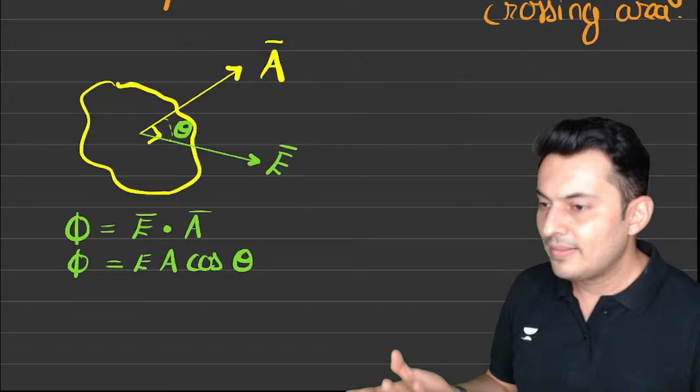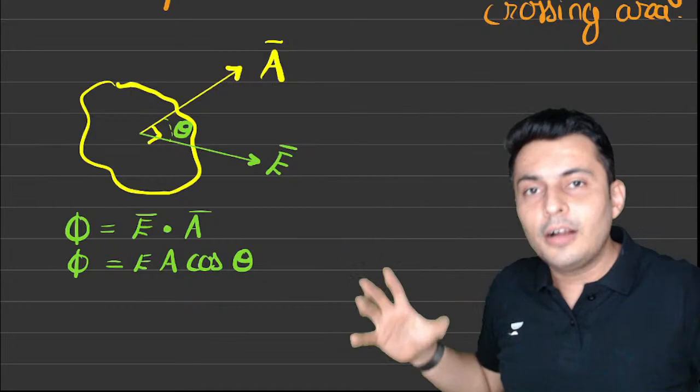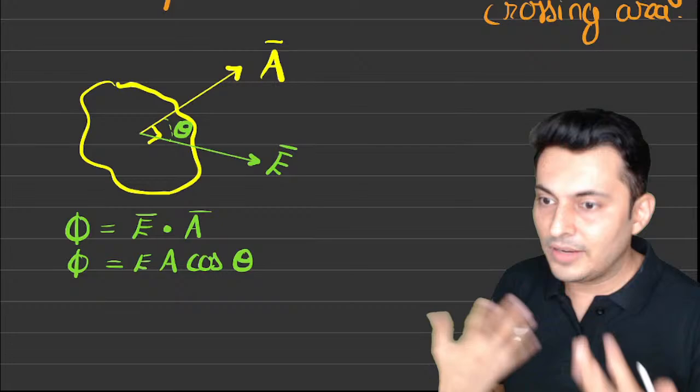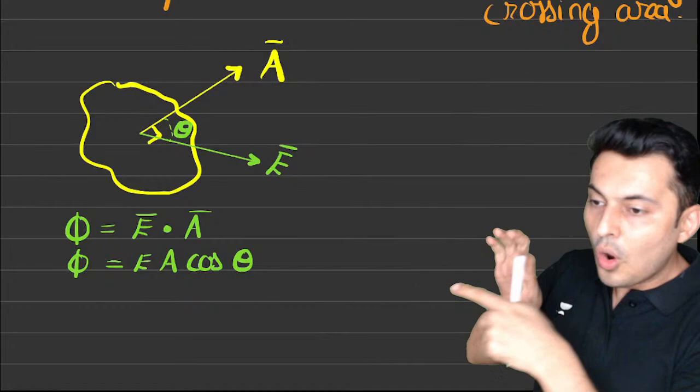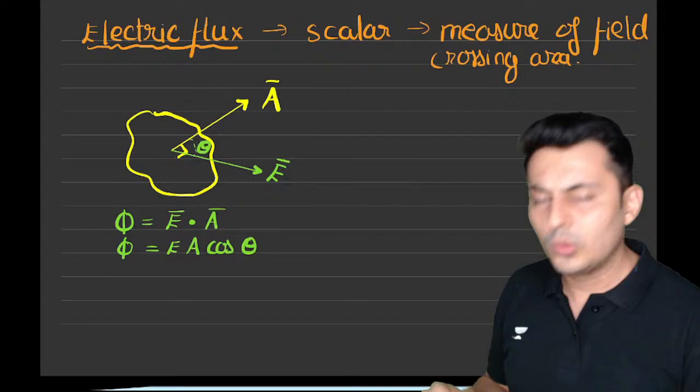More field passes, flux increases. Big area, more flux. If the angle changes also, then you will see that the flux will change. The line should pierce through it. Only then you will see that there is flux, else there will be no flux.